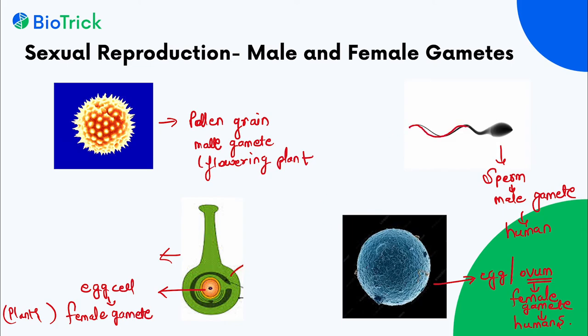And this flagellum is responsible for motility. And in case of angiosperms or flowering plants, pollen grains reach the female gamete by wind, water. We will discuss it in later lectures. Okay. So these are the examples of male and female gametes in plants and animals.